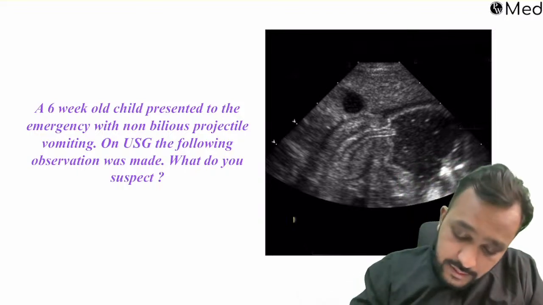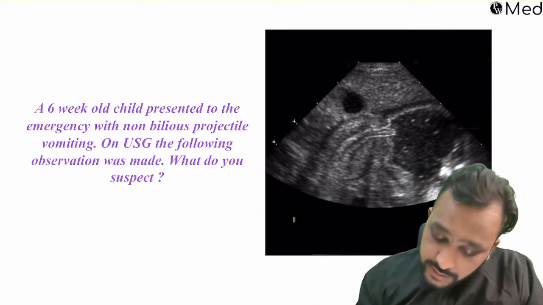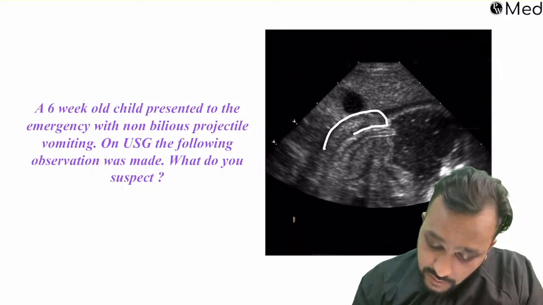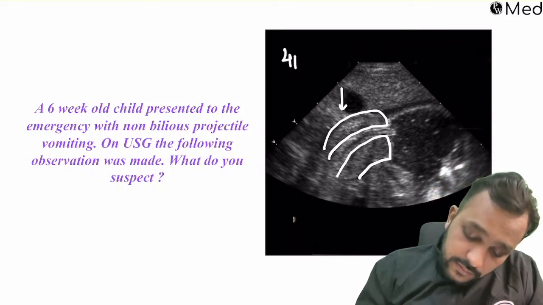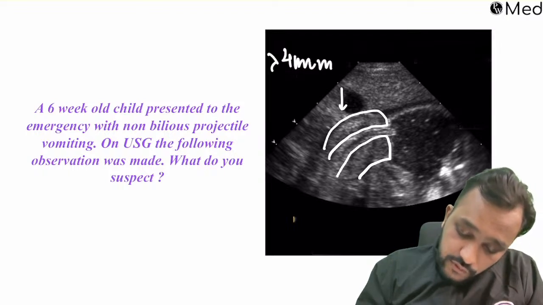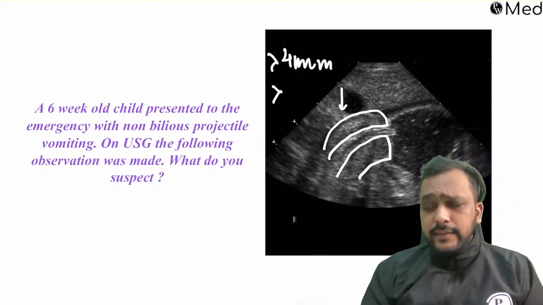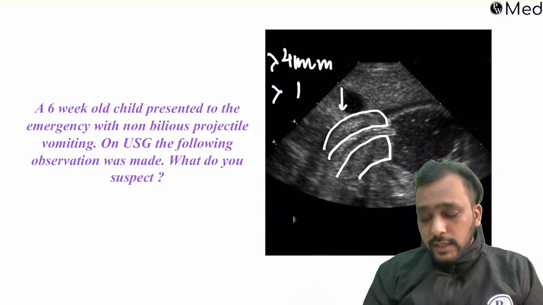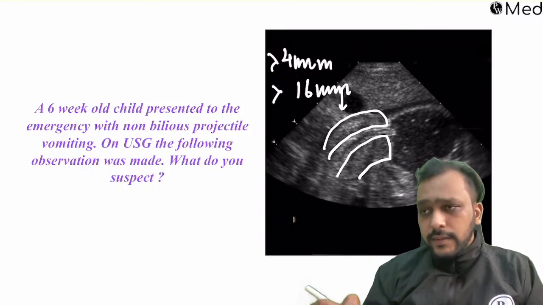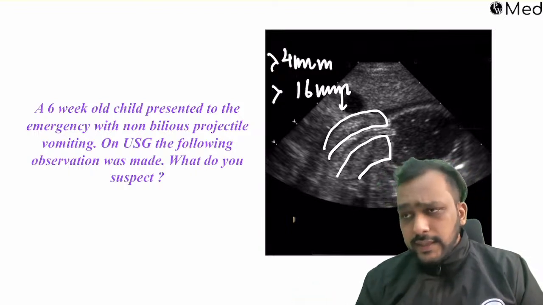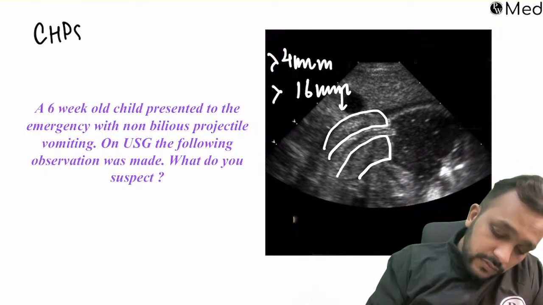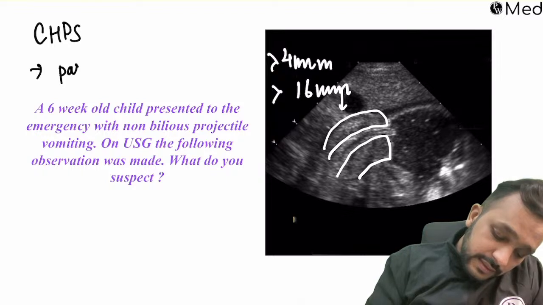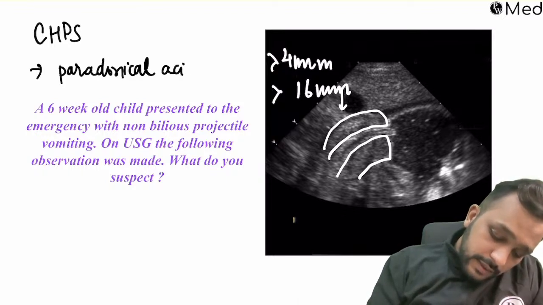What do you suspect? So guys, the observation on ultrasound is that there is thickening of the pylorus. The thickness is more than 4 mm, and it is extending for a length of more than 16 mm. Right, so this is a case of congenital hypertrophic pyloric stenosis. It is associated with paradoxical aciduria.